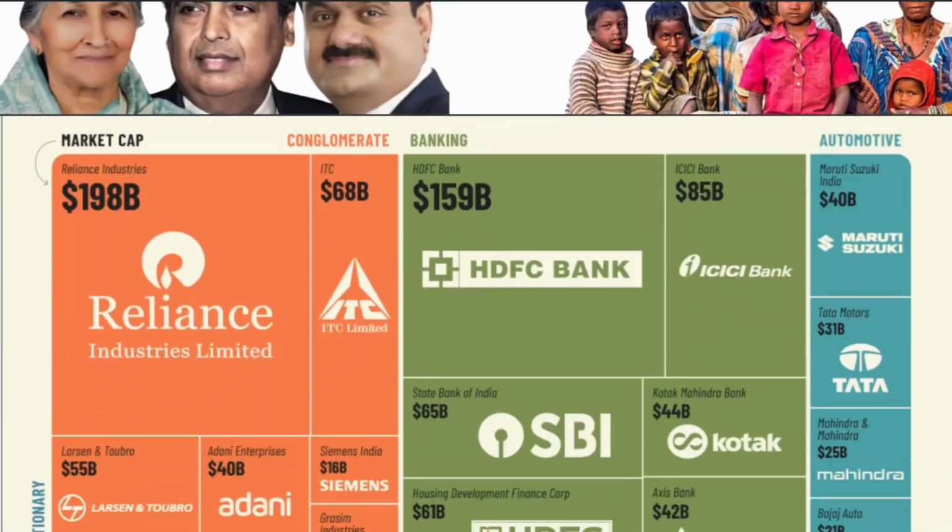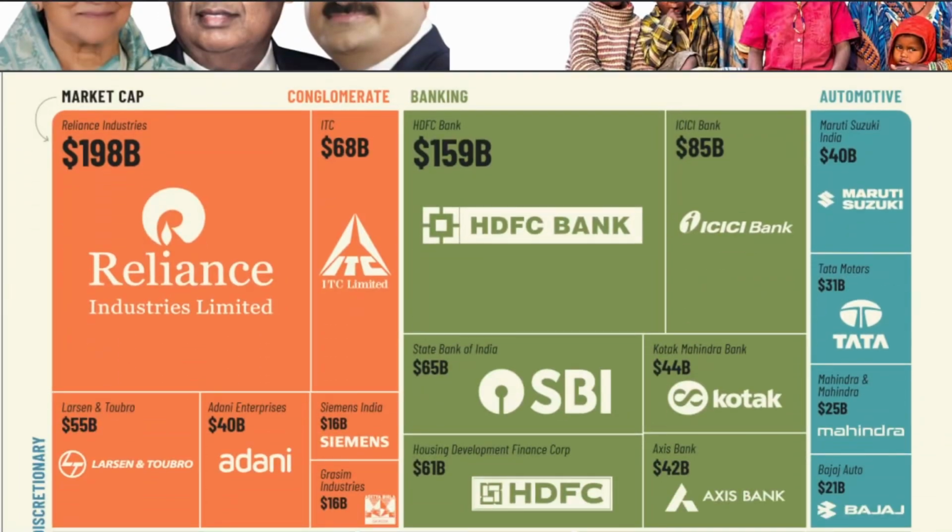So let's see the example of this monopoly in India. You can see the top companies here. Let's say Reliance, Adani, and so on. ITC. Just a second, I'll change the pen color. So you can see Reliance here, ITC here, HDFC Bank, ICICI Bank. These are the biggest companies of India.